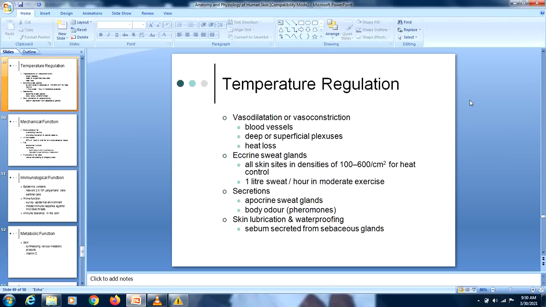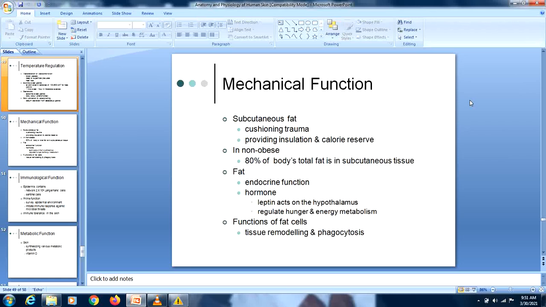Now, another important function is temperature regulation by the vasodilatation or vasoconstriction of blood vessels, as well as heat loss. Eccrine sweat glands, and secretions in the form of apocrine sweat glands, body odor, pheromones. Then skin lubrication and waterproofing is done by sebum secreted from the sebaceous glands.